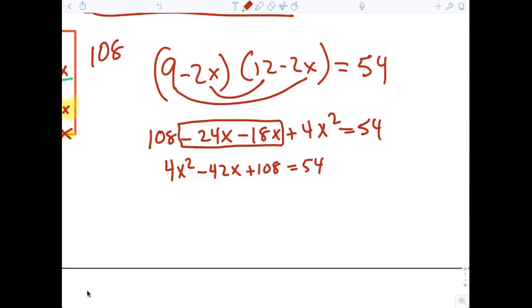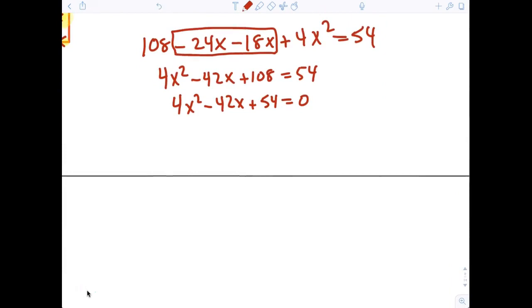You can switch the numbers around. Yes, that's what I did. Yes, set it equal to 0, so I would do what? Subtracting 54. So 4x squared minus 42x plus 54 equals 0. 108 minus 54 is 54. Now what? Divide by 2.